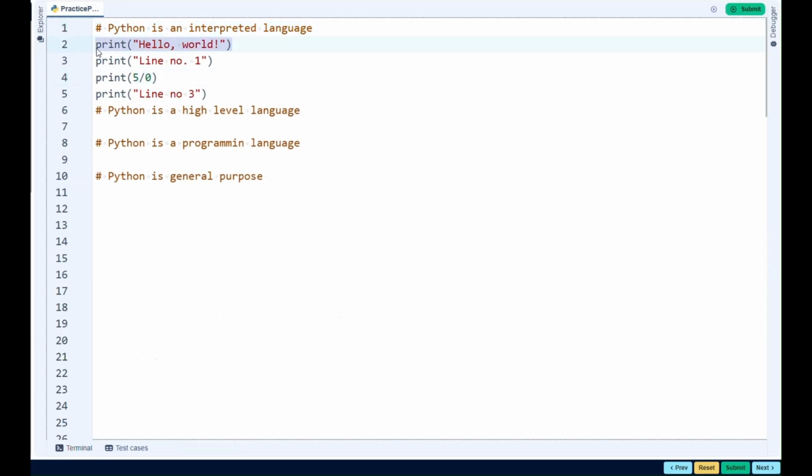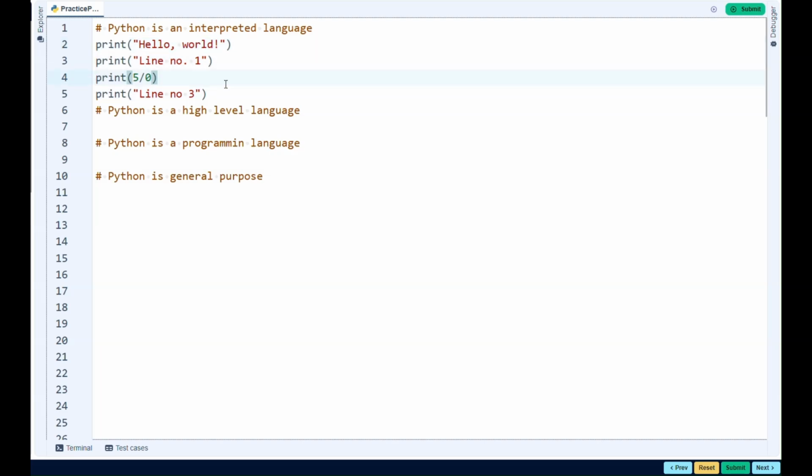It executed the first line and printed the result. It executed the second line and printed the result. On the third line, it got the problem, and right away your program stopped. It didn't move further. It asks you to correct the error first, and only then will it allow you to do the next line. So interpreted language means that line by line it completes the work, and later shows the program completion.